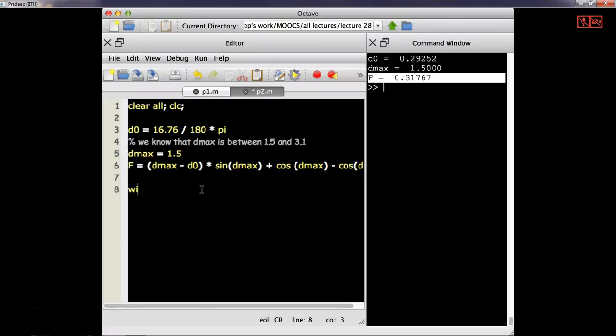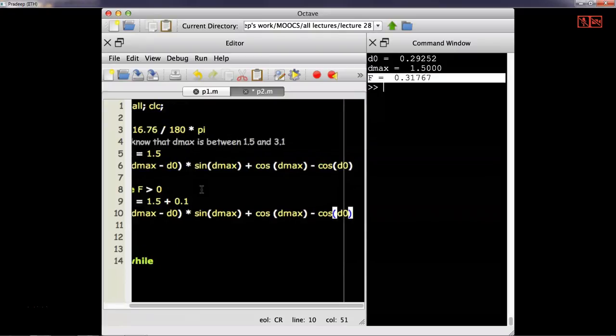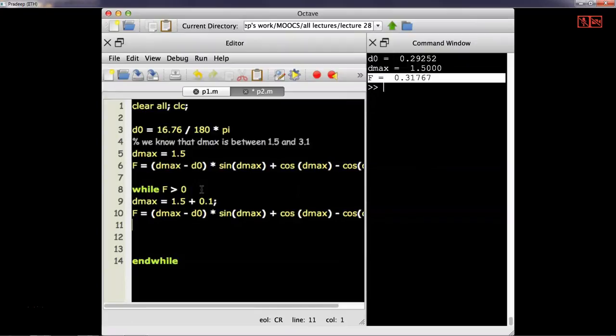So I'll just say while f is greater than 0, I'm giving this condition. Dmax I'll slightly increase. 1.5 I'll increase plus 0.1. Then I calculate the f value, and then I display both the Dmax and f values.